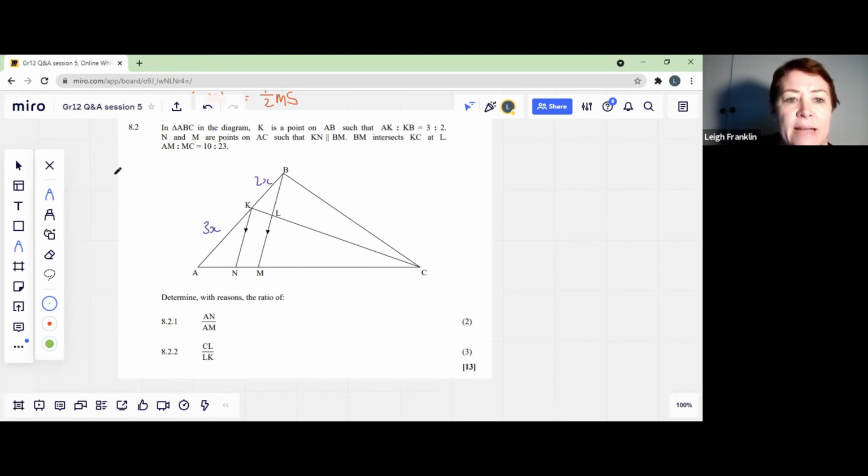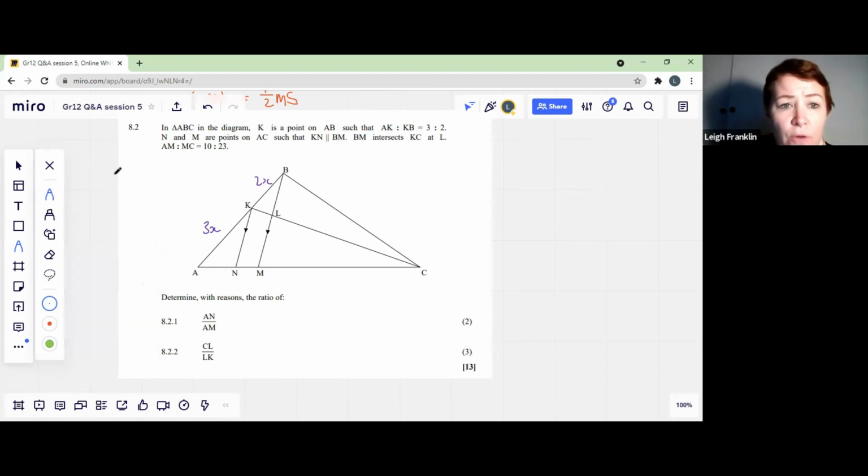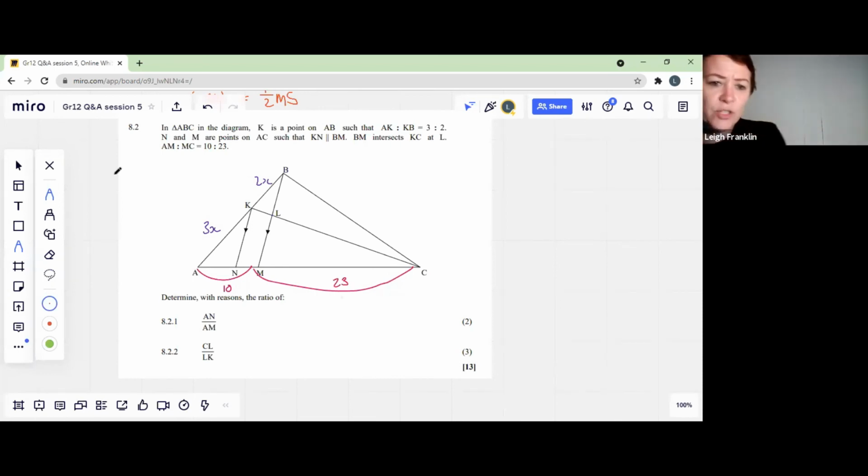Then they've told us that N and M are points on AC such that KN is parallel to BM. BM intersects KC at L, fine, lovely, and AM is to MC is 10 is to 23. So again, it's another ratio. They haven't actually told us how long the lines are. So AM over here is 10 is to 23. All right, so the first thing that they want us to determine is the ratio of AN over AM.